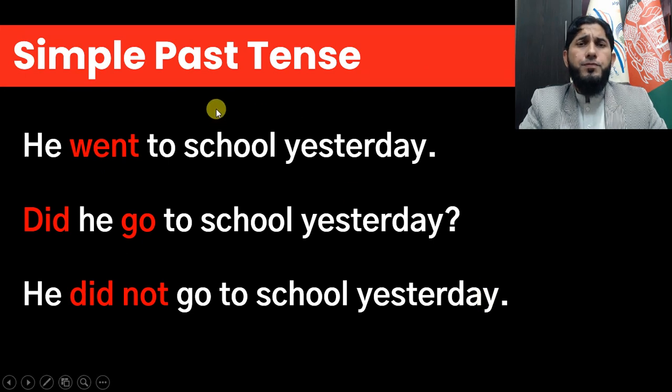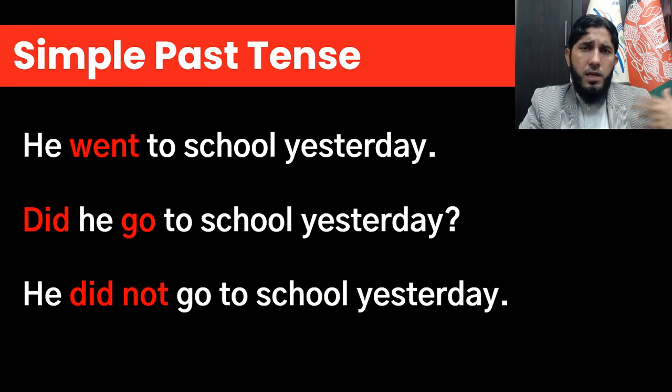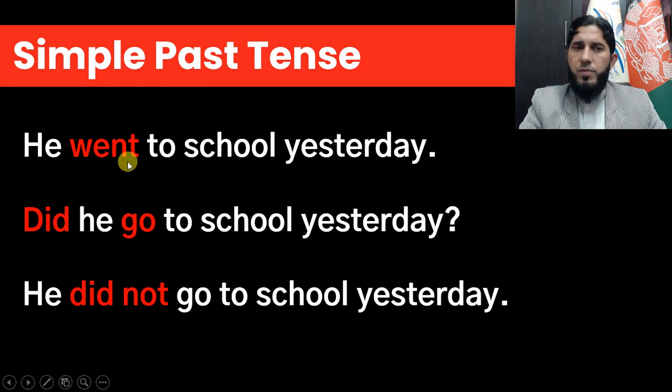Simple past tense. Simple past tense is mainly used to talk about an action that started and ended at a clear or specific time in the past. Look at the first example: He went to school yesterday. Keep in mind that we use the second form of the verb in simple past tense.